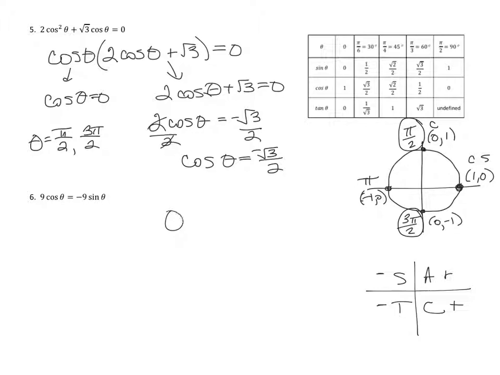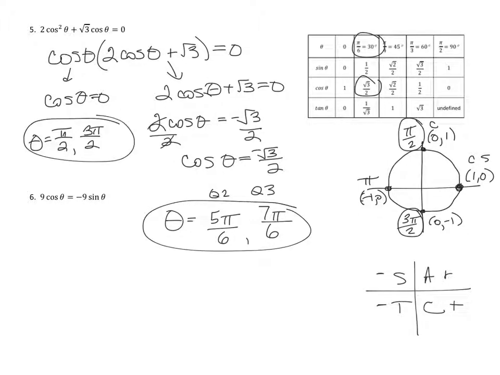So for theta, we need two angles: a quadrant 2 angle and a quadrant 3 angle. Let's find our reference angle. Let's come over to our chart. Where's cosine square root of 3 over 2? It happens right here at pi over 6. So pi over 6 is my reference angle, but for quadrant 2, we would write that as 5 pi over 6, and for quadrant 3, that would be 7 pi over 6. Our final answer would be all four of these. You would list them all together.